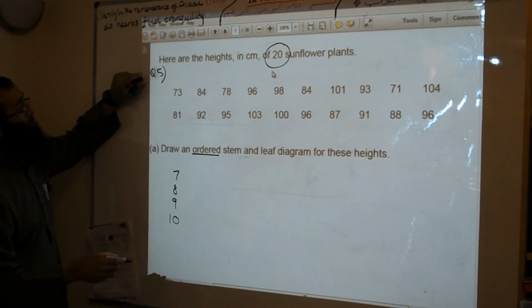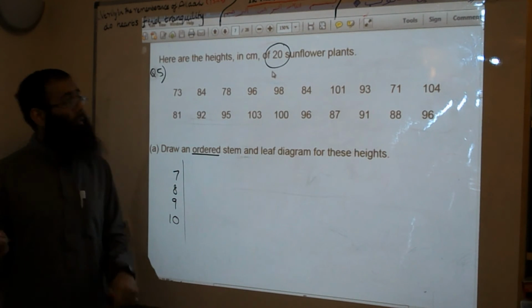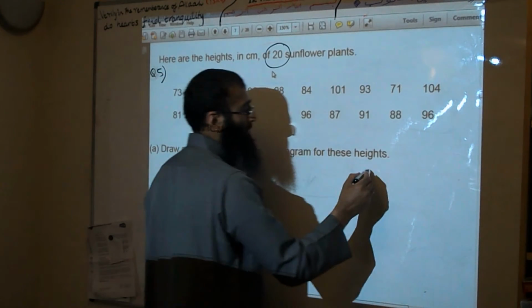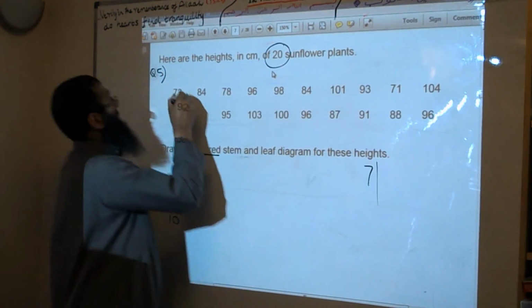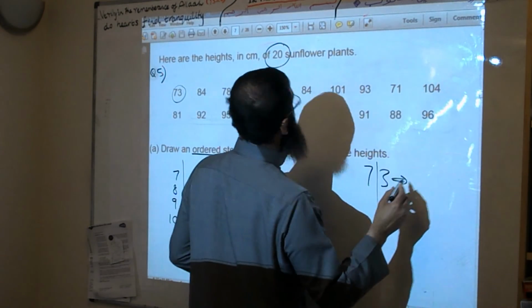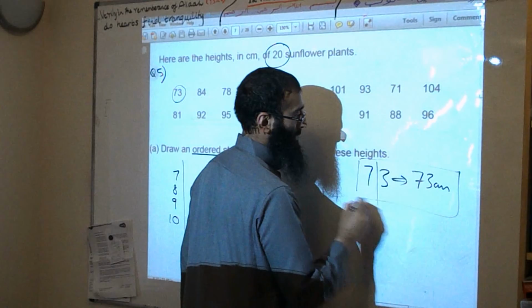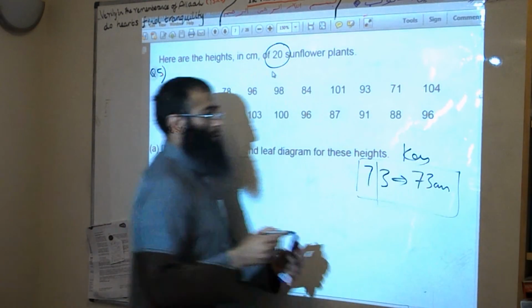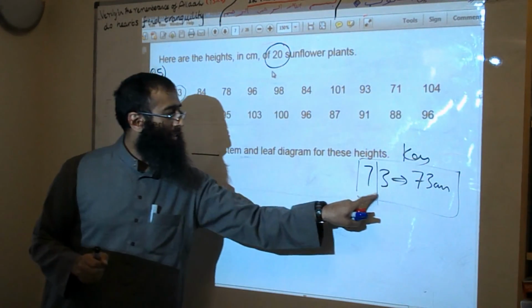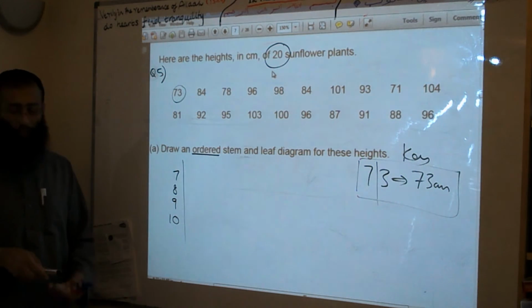Do you have any 60s? No. Okay. Now it's important that you put a key down. So we can start off over here on the side. A small key saying that 7-3 means 73 centimeters. You must put a key down in your stem and leaf diagram.